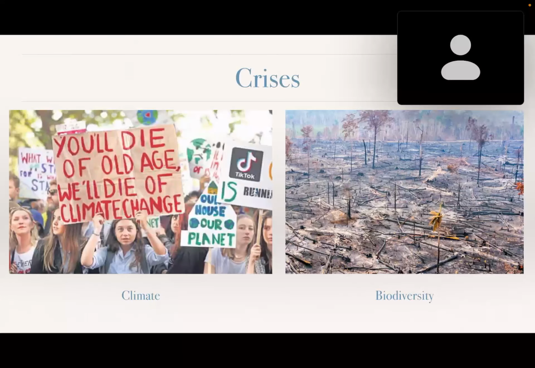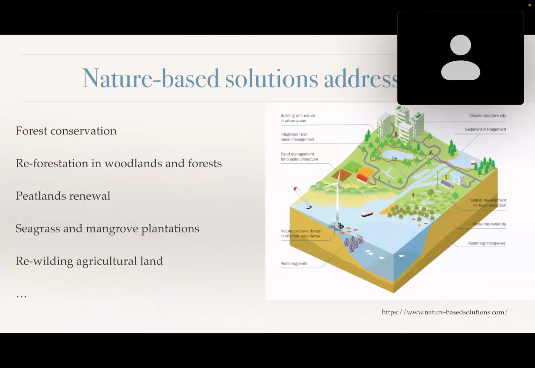So, we believe very strongly that we are in the middle of two major crises, the climate crisis and the biodiversity crisis. Biodiversity crisis doesn't get as much mentioned, but of course it's just as important. And our focus is on nature-based solutions which address both.